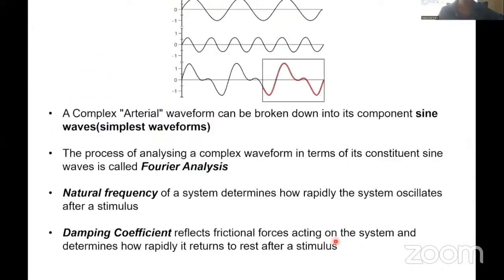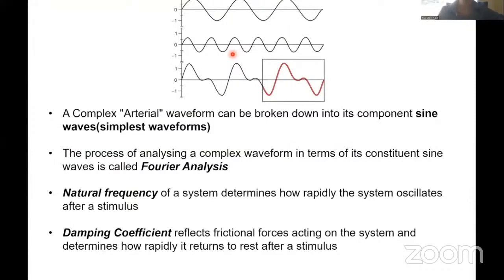The arterial pressure wave consists of a fundamental wave, that's called the pulse rate, and a series of harmonic waves. These are the smaller waves whose frequencies are multiples of the fundamental wave. Example, if the fundamental frequency is 1 Hz, you would see harmonic waves of the frequency 2 Hz, 3 Hz, 4 Hz, and so on.